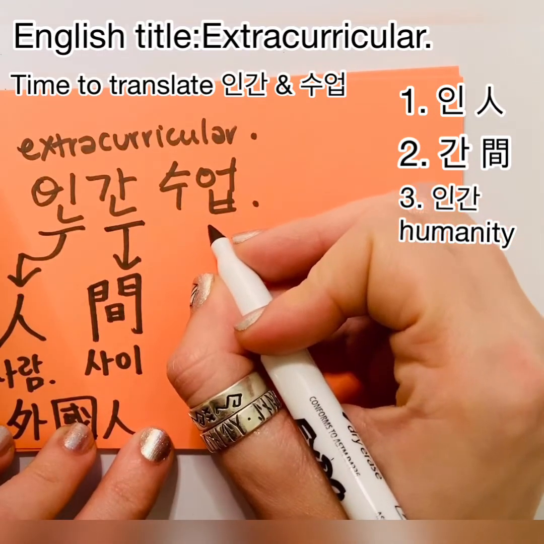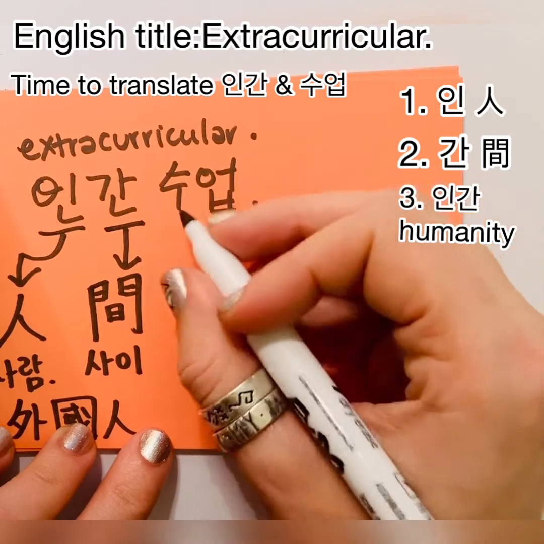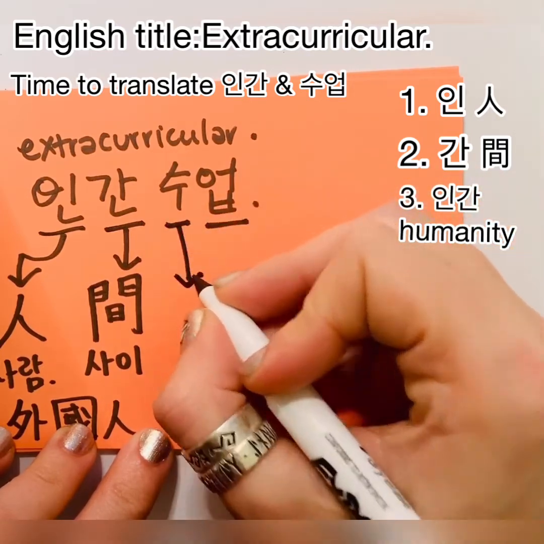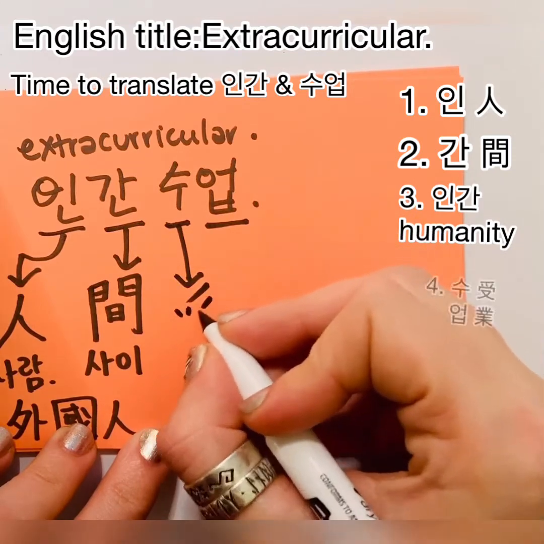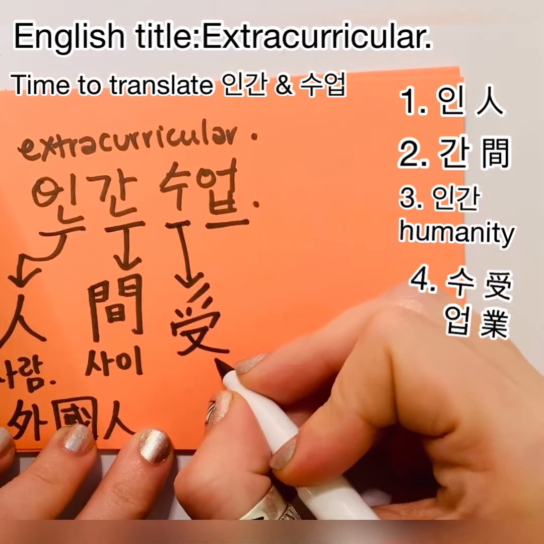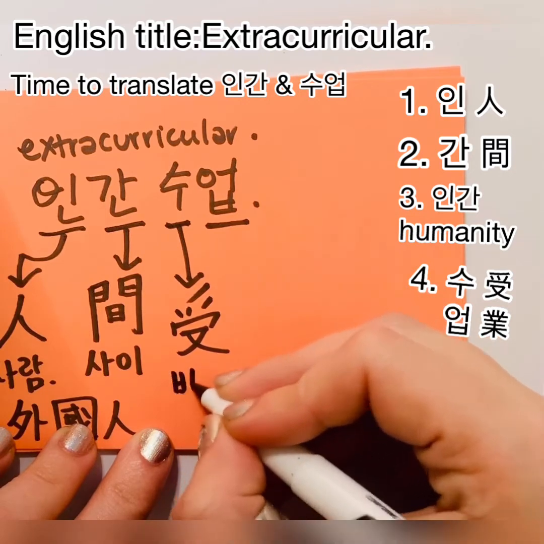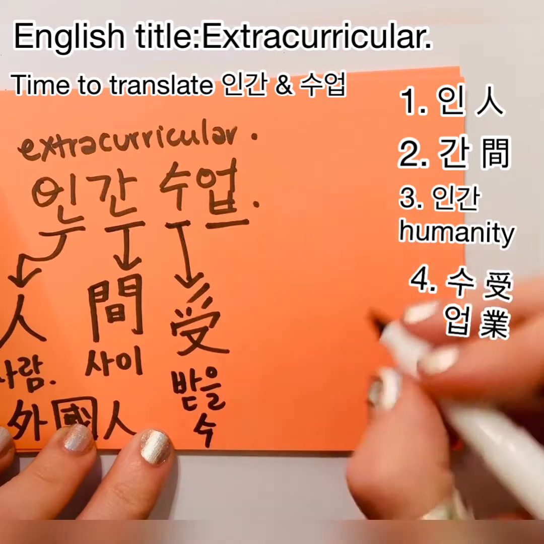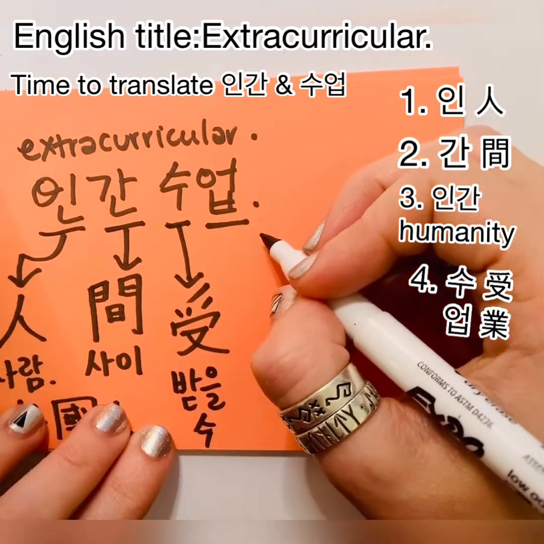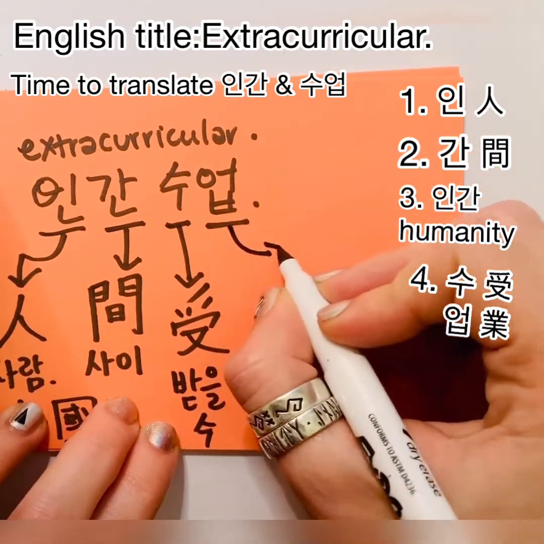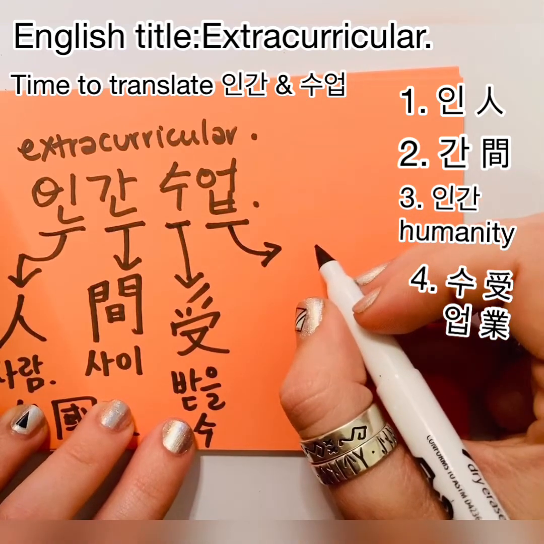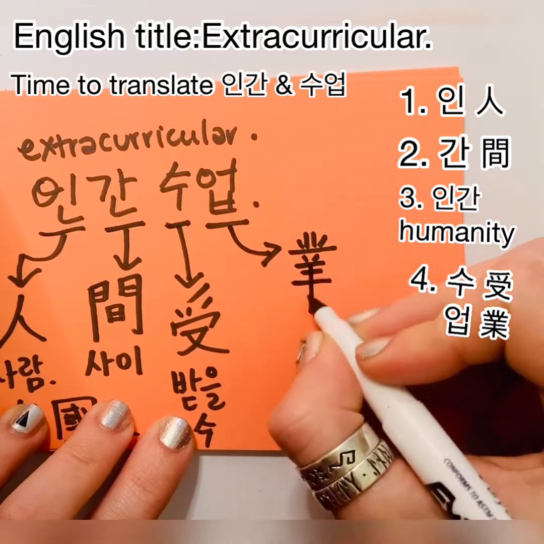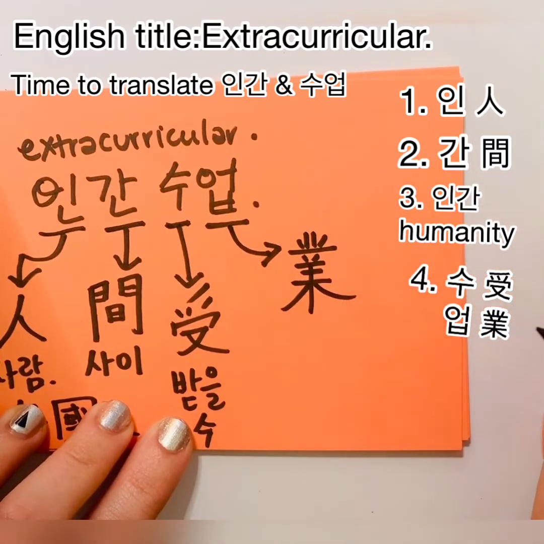Then we have 수업. Normally we just push these two together and we take it as one term meaning class. But they do each have a separate Chinese character. This is the one for 수. This means 받을 수. You're receiving something. It makes sense when you're receiving an education, right? You're taking information from someone else that's being given to you. Then we have op. That's the Chinese character for that. That's the Hanja.